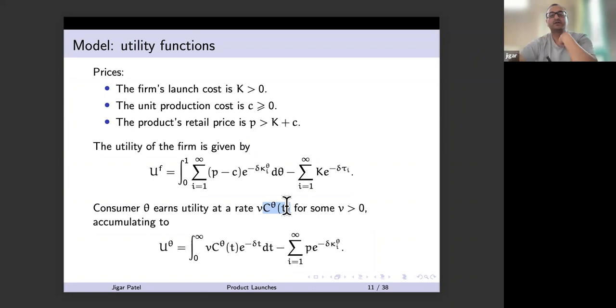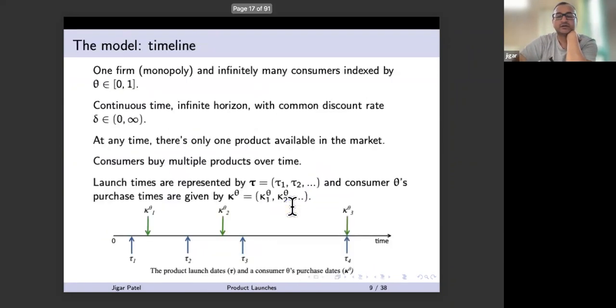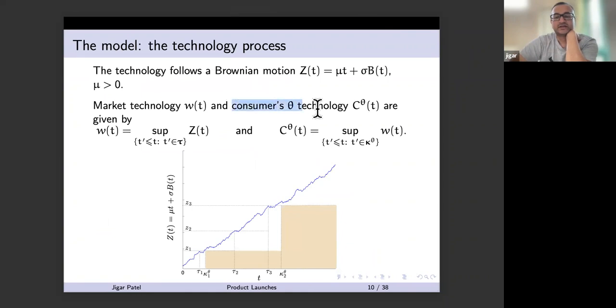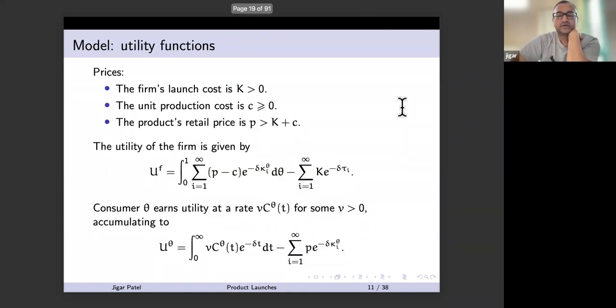So that C theta t, if you remember, was the consumer theta's technology that they own, right? So I get utility at the rate of the technology that I own. What is my utility? My utility is C theta t, discounting e power negative delta t dt over infinite horizon, right? Minus the amount that I paid. I paid price P, fixed price P. Assume that every single product costs P dollars. We can relax this later, but for the time being, assume that this is just P dollars.